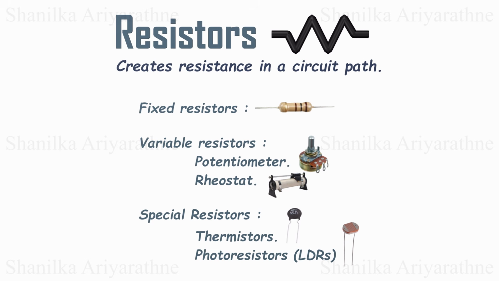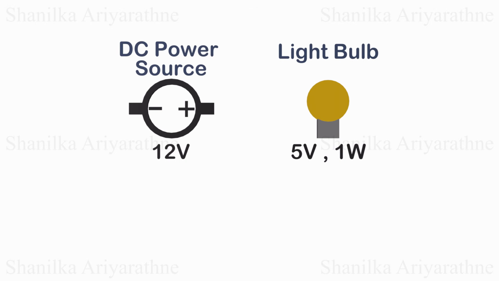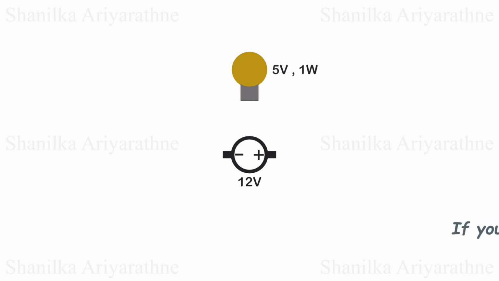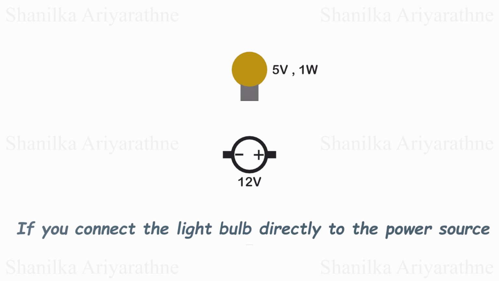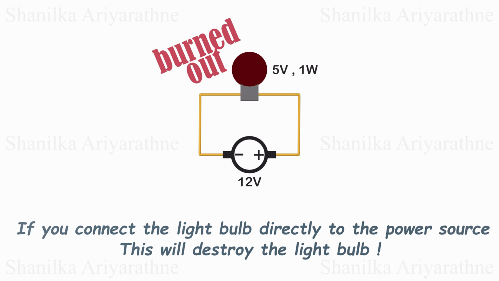As the name suggests, resistors resist the flow of electrons. They are like traffic cops for electrons, slowing them down as they move through a circuit. Imagine you have a 12-volt power source, and you need to power a light bulb that is labeled for 5 volt and 1 watt. If you connect the light bulb directly to the power source, the high voltage will cause too much current to flow through the light bulb, overheating and fusing the filament. This will destroy the light bulb.